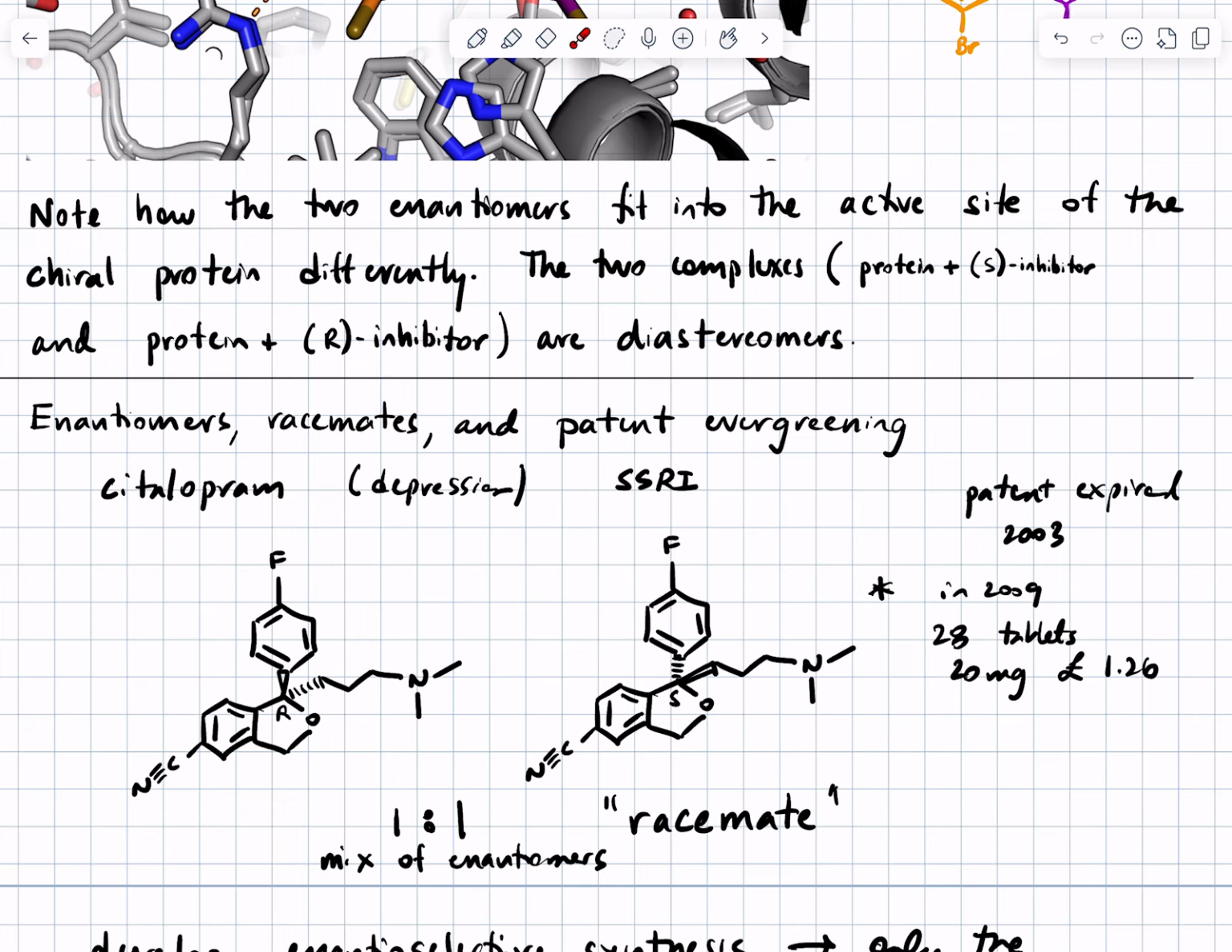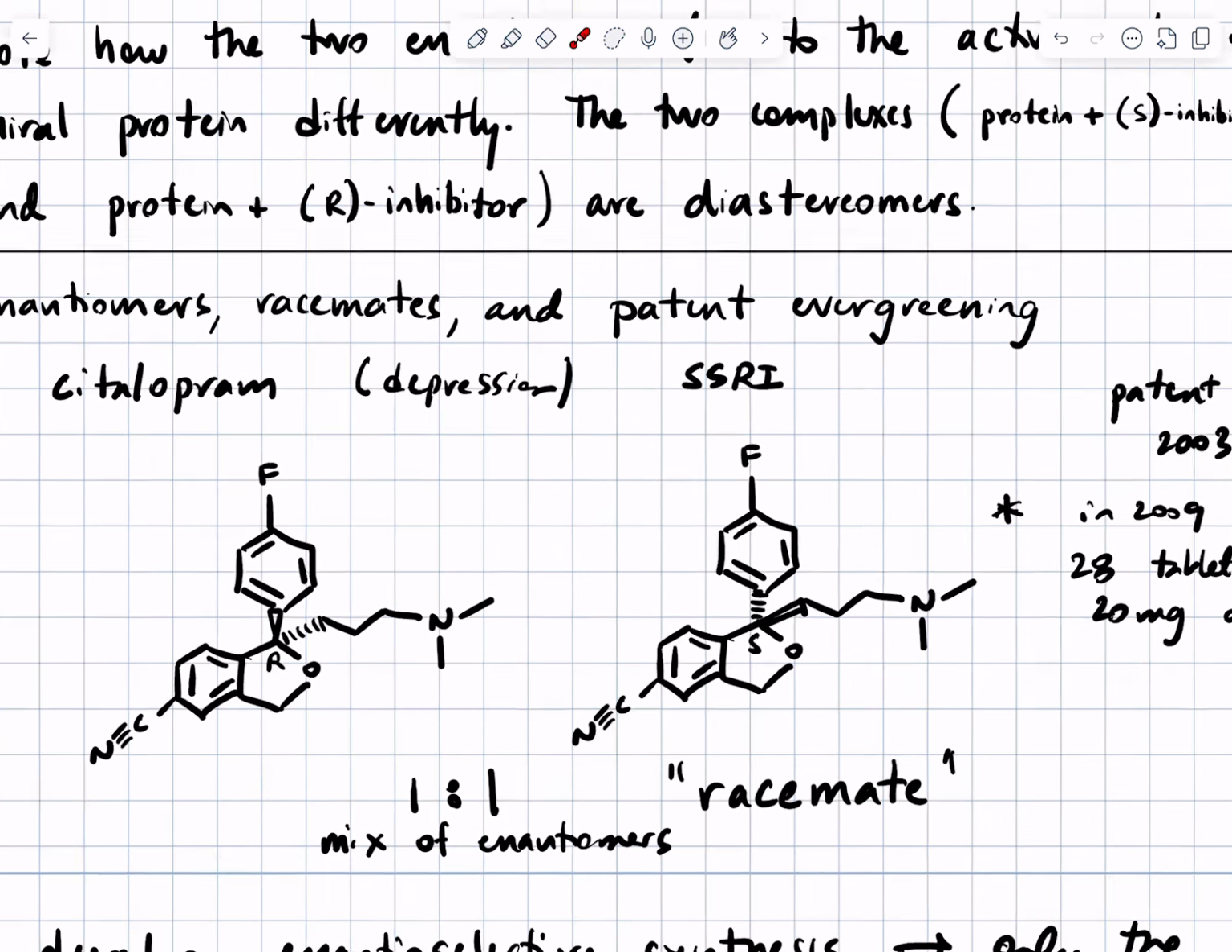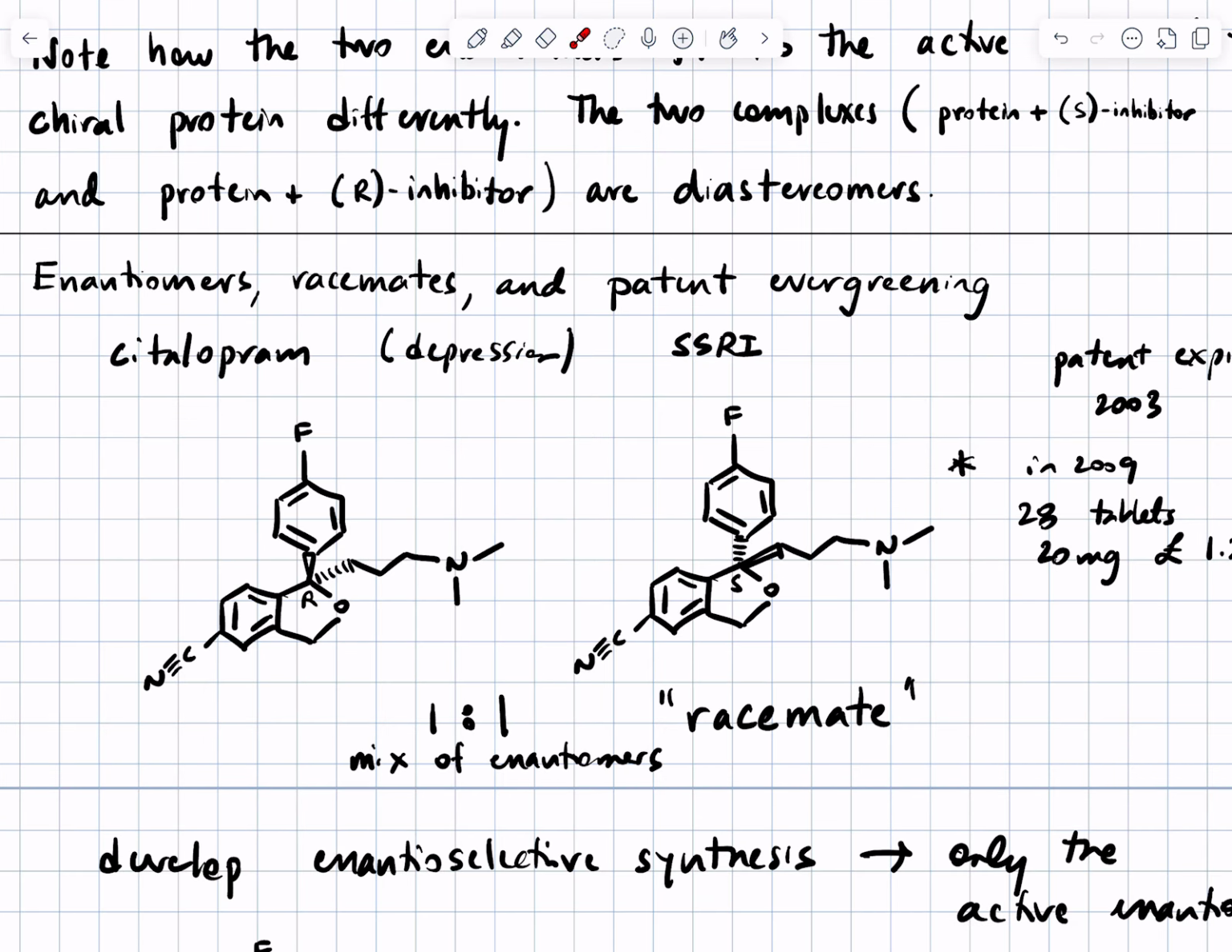Background portion number 2 is what I already told you, that it's cheaper and easier to make a racemate than to make a pure enantiomer. So, behold, citalopram, which is a selective serotonin reuptake inhibitor. It was invented in the 70s by a company in Denmark. There were many, many years of clinical trials and drug development. It's prescribed for depression. A trade name for citalopram is Celexa. And it was approved in 1998 by the FDA.